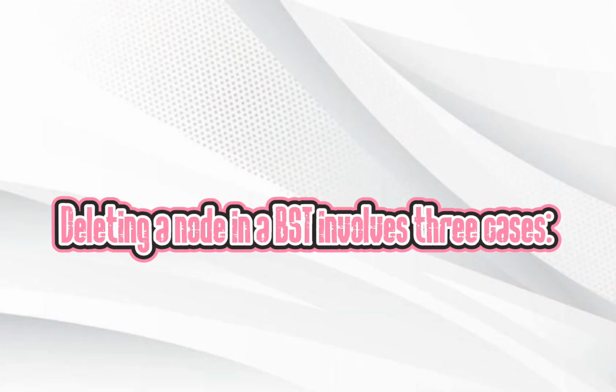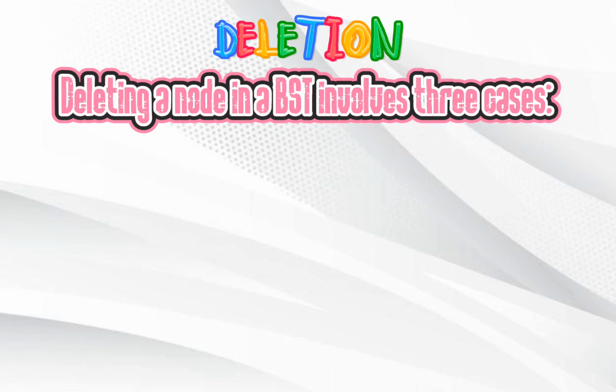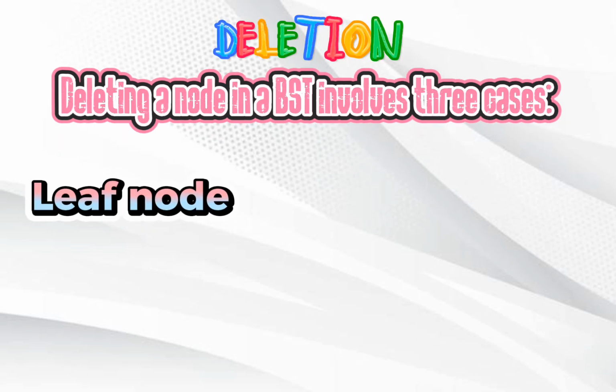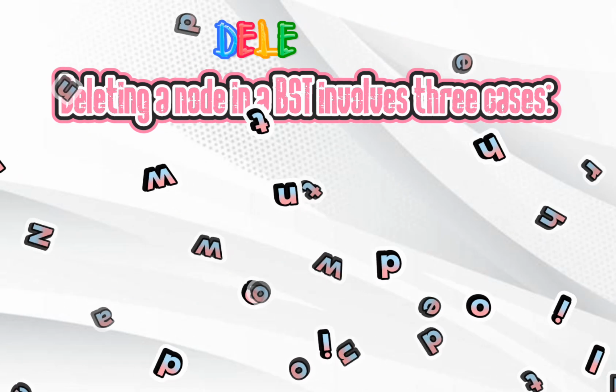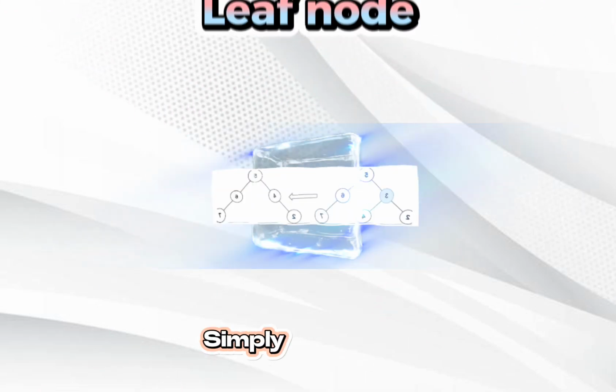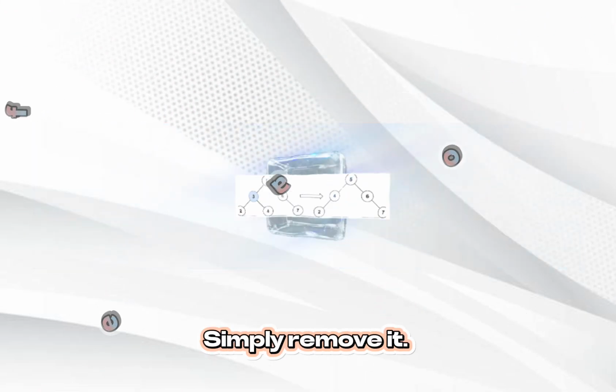Deleting a node in a BST involves three cases: leaf node, node with one child, and node with two children. Leaf node, simply remove it.